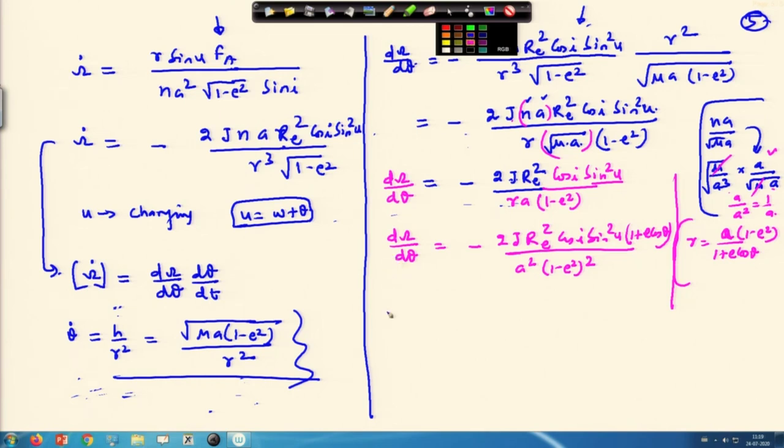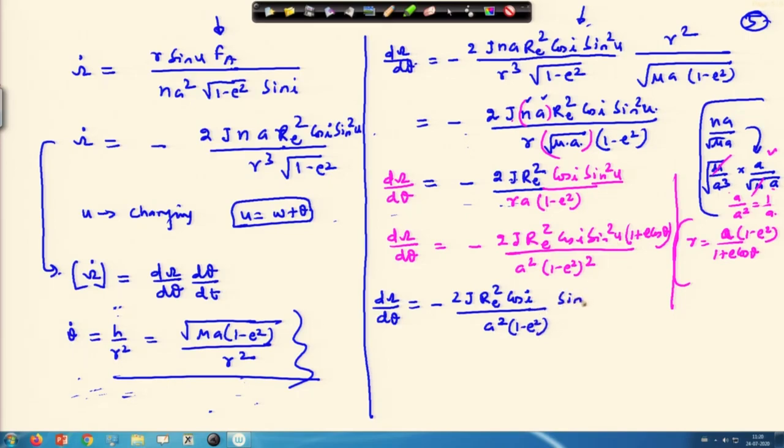Also, one thing we should remember, let us further write it: minus 2 J2 R e square cos I divided by a square 1 minus e square. u is nothing but omega plus theta, and then this is sin square of omega plus theta and 1 plus e cos theta. So we average it over a period of time to get what we are looking for, capital omega dot average, by removing the short period variation. There may be some local periodic variation, so all those things will get eliminated.